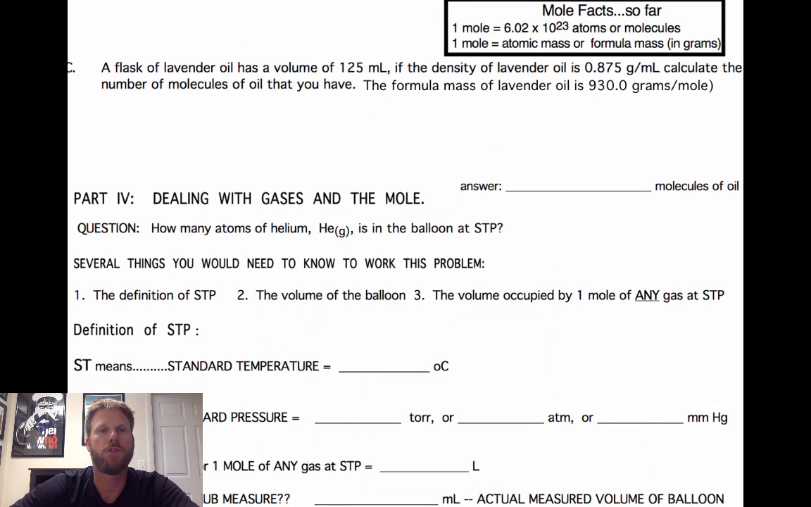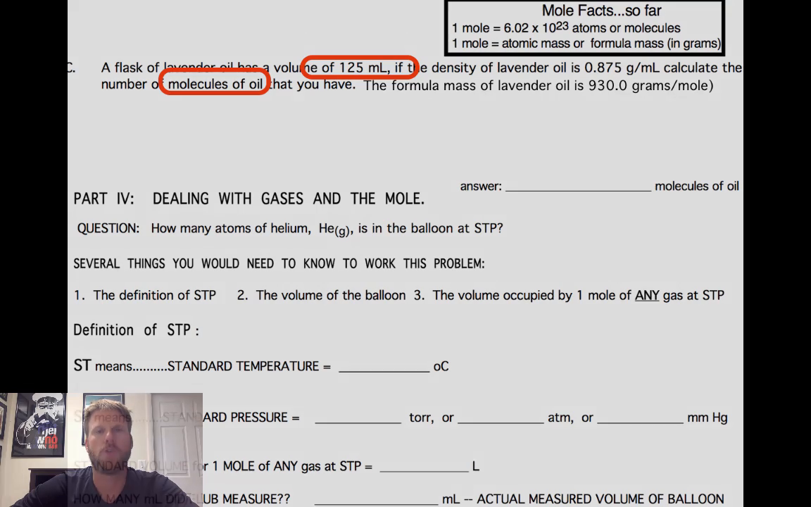All right, time for you to try one. We have a flask of lavender oil that is 125 milliliters. We're given the density of the lavender oil, and we want to know how many molecules of lavender oil we have. We're also given the formula mass for lavender oil. So pause the video and try this one out.